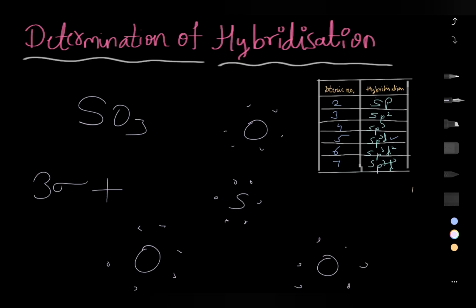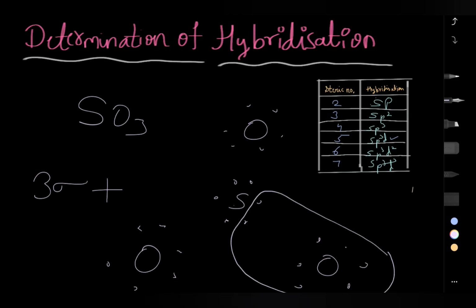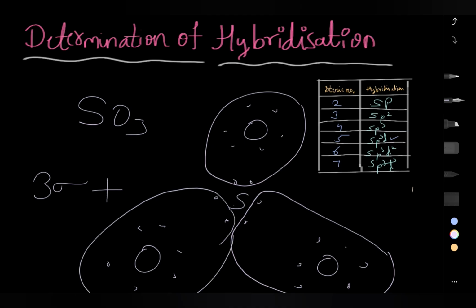So it needs 2 electrons. I will take 2 electrons from here, and each oxygen also needs 2 electrons. Okay, now where are the lone pairs? There are no lone pairs here.